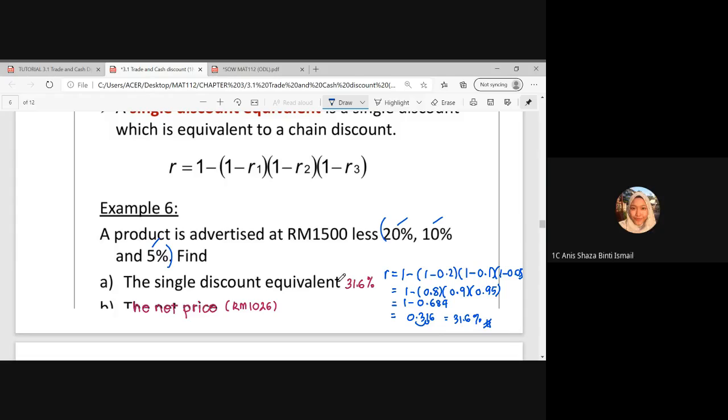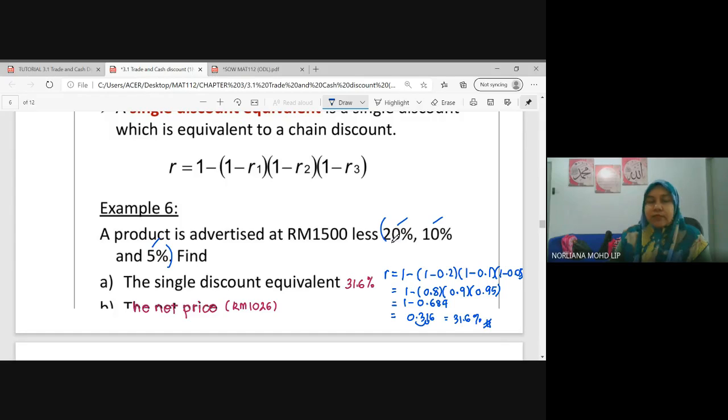Boleh. Biasanya yang melibatkan chain discount ni kalau contohnya member ke apa kan. Kalau contohnya member ada tambahan lagi 10%. Ataupun next ni 5% mungkin premium member. Adding 5% lagi.